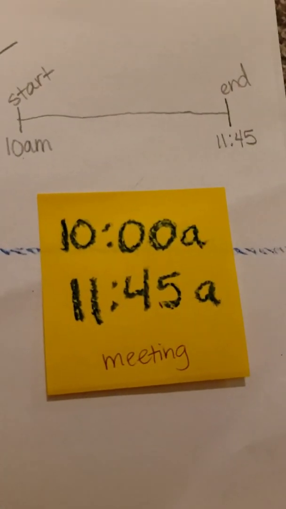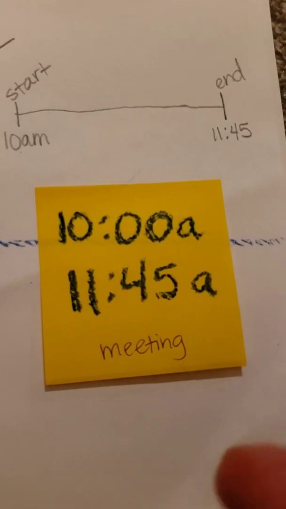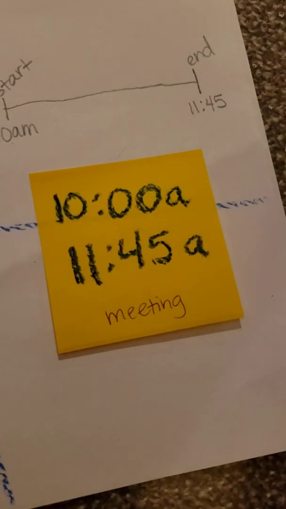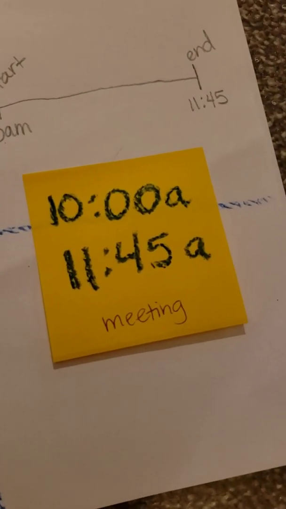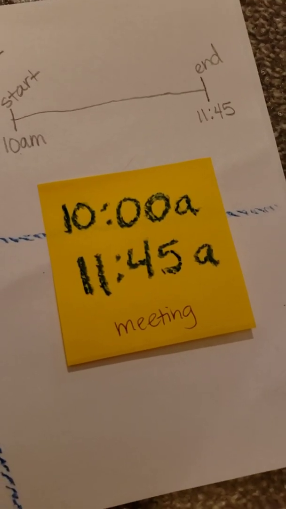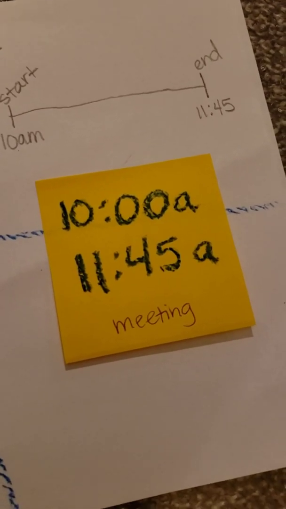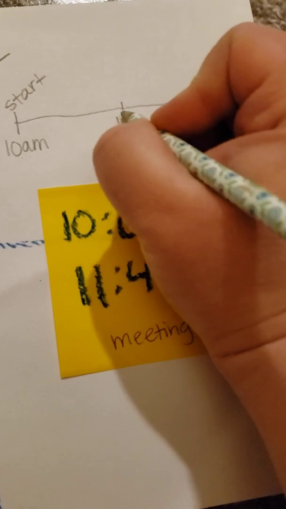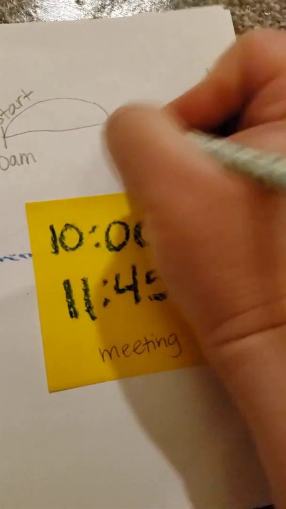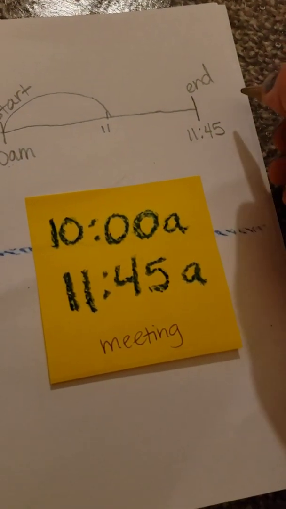I'm not really going to worry about the AMs because I'm worrying about my time between the start and the finish. Now, my job here is to jump hours and then minutes. And you're going to do big, giant jumps and then little baby jumps. I'll show you what I mean. I know that the next hour after 10 is 11. I'm going to write 11 here. So this is a big jump. Now, this is 1 hour that I jumped.